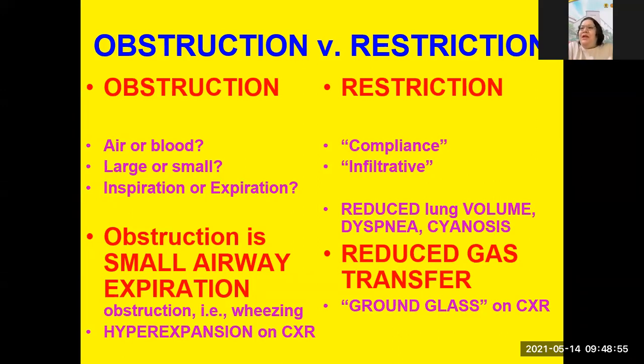And so, with restriction, there is an infiltrative problem also. And with obstructive lung diseases, the obstruction is in the small airways. There's small airway expiratory obstruction. You may hear wheezing in these instances, because of obstruction of the small airways. You may also see hyperexpansion on chest x-rays. This means that there may be flattening of the diaphragmatic dome. There may be increased spaces between the ribs, the intercostal spaces. So the patient may be able to inhale, but they will have difficulty in exhaling the air.